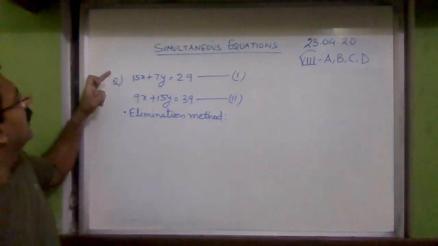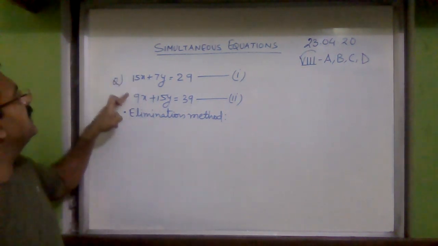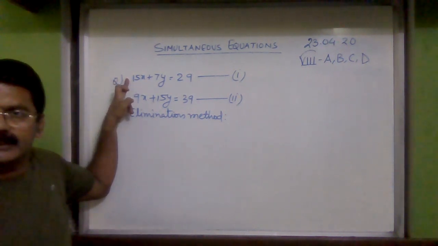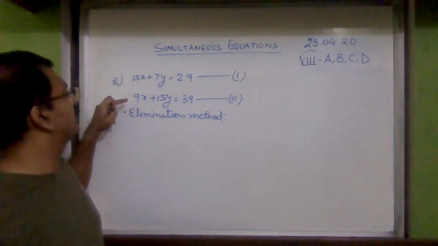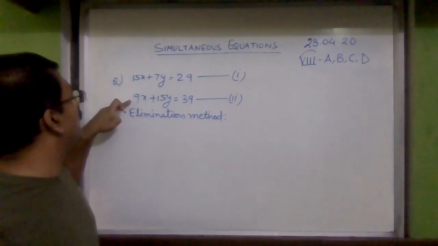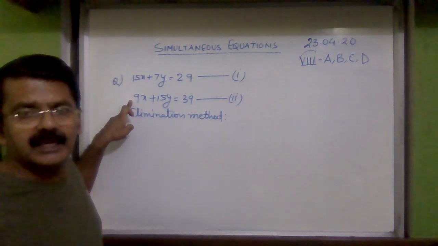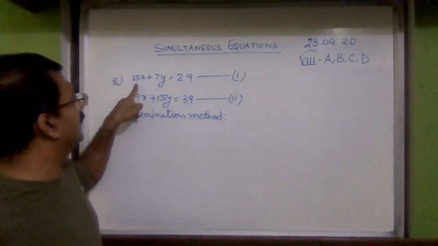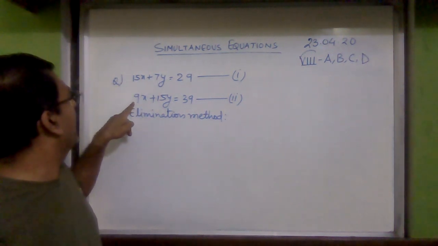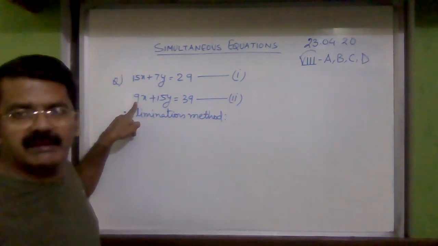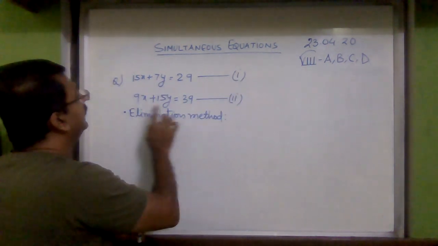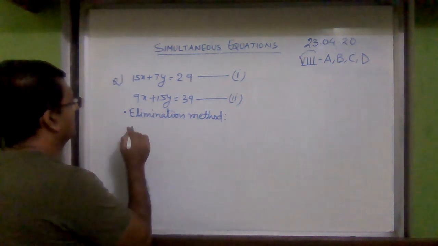Now you see 15 and 9. The coefficient of x in the first equation is 15 and the coefficient of x in the second equation is 9, and the LCM of 15 and 9 will be 45. So to make this 15 equal to 45, it has to be multiplied by 3, and to make this 9 equal to 45, it has to be multiplied by 5. So you multiply equation 1 by 3 and equation 2 by 5.